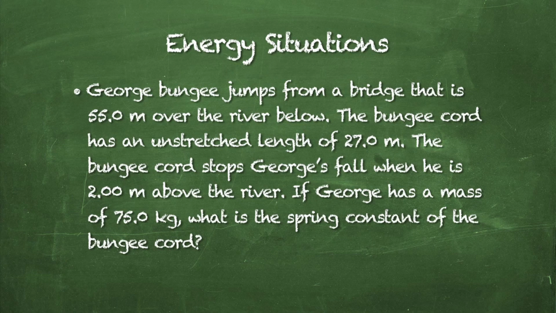Now, one thing to remember is that the bungee cord is initially unstretched. When George is standing up on the bridge, the bungee cord is not stretched, so the initial elastic potential energy of the bungee cord will be 0, but when it is stretched, the bungee cord will have elastic potential energy. So we will be transferring some of George's potential energy into elastic potential energy.